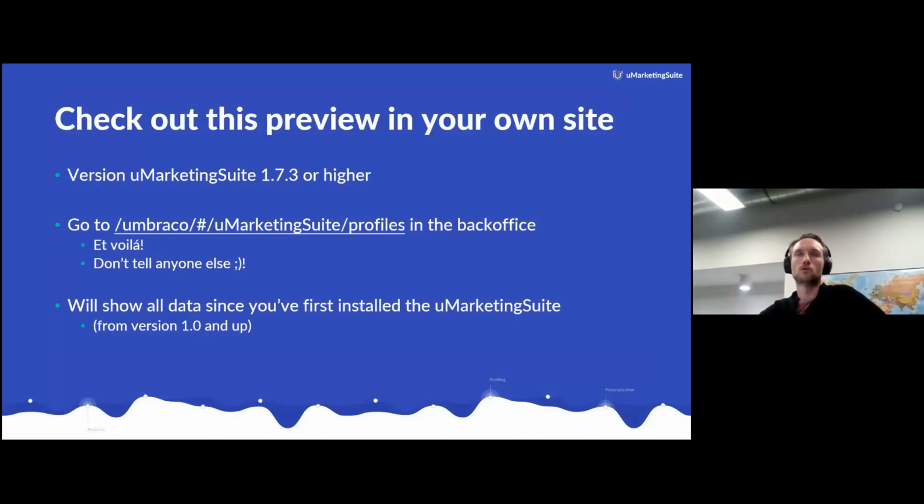And the cool thing is, if you've installed the uMarketingSuite, and I know for sure that some of you already have it running on your website, and you're using 1.7.3 or higher, 1.8 being the current release, and in your URL you put /Umbraco/uMarketingSuite/profiles, you will have direct access to what I just showed you. We're testing it now on our own live websites, but you can use it already.